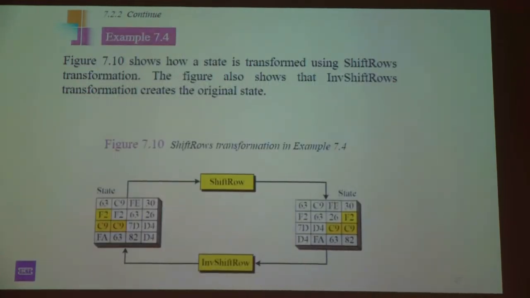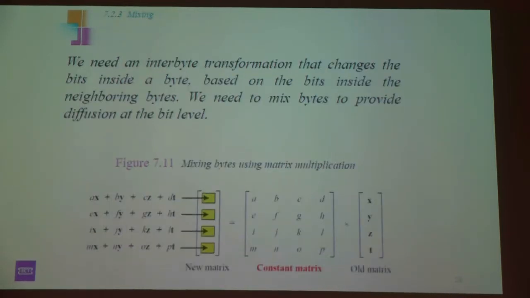Then after that, what we have, for example in here, this is the starting state. When you shift, the first row, do you shift? No. The second row, how many times do you shift? 1. So the F2 was shifted and came in here. And the third row twice, and the fourth row 3 times. Simple.